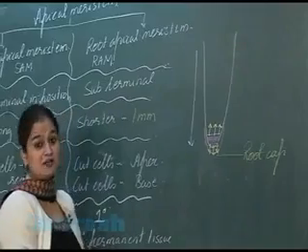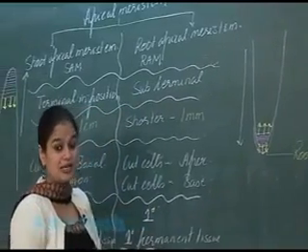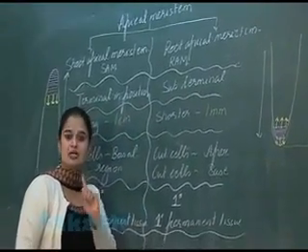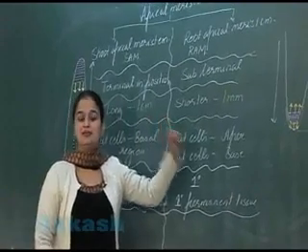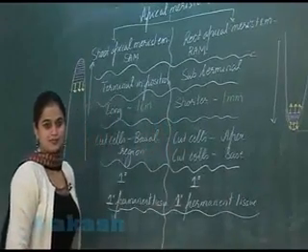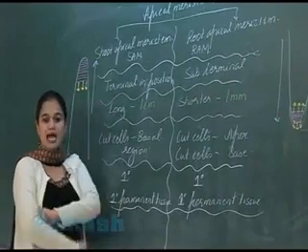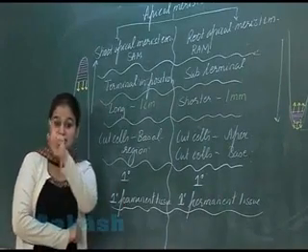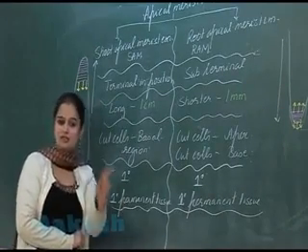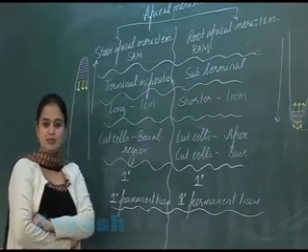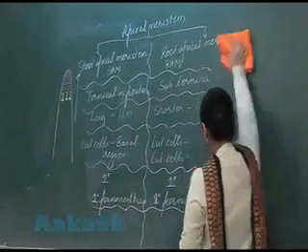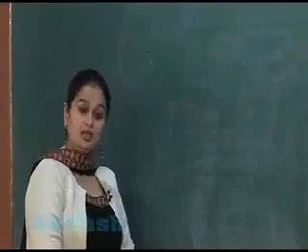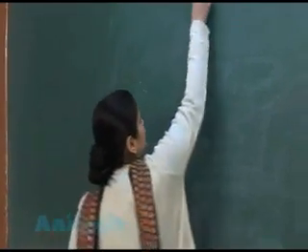So the function of the apical meristem is they are involved in the increase in length of shoot and increase in the length of root. So this was the apical meristem present at the apex of root and shoot. After this we will be dealing with intercalary meristem. Now, intercalary meristem.